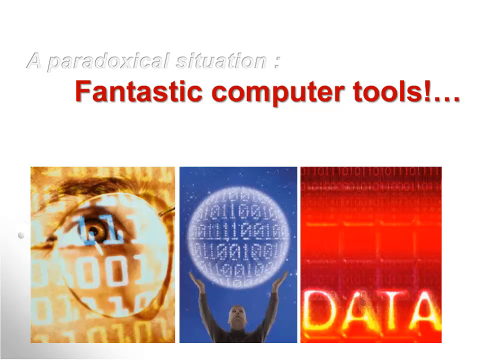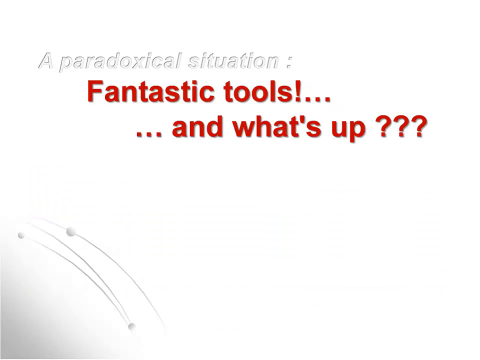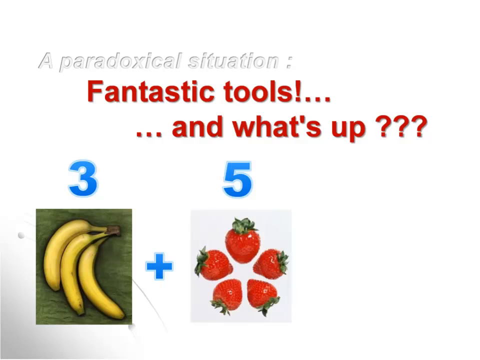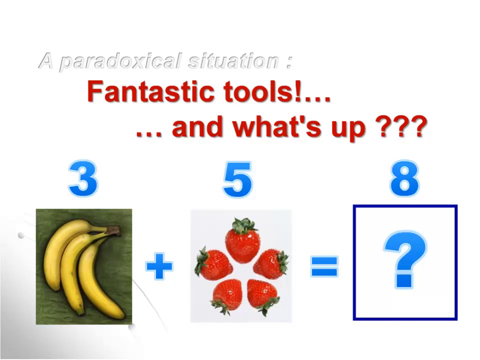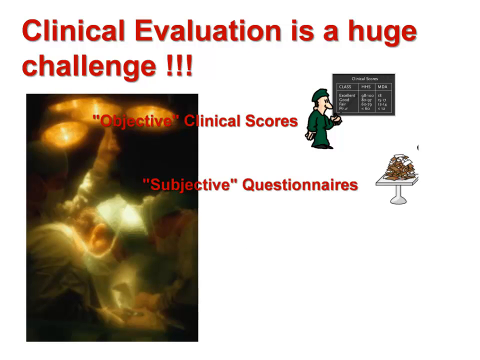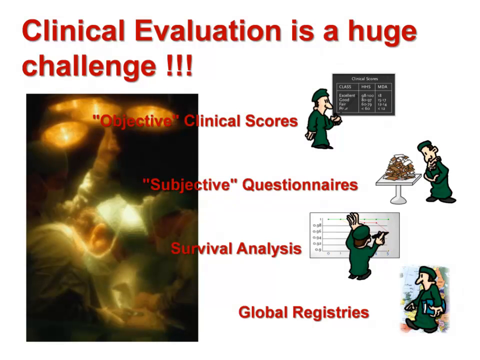However, we are subjected to a very paradoxical situation. Surely we get fantastic computer tools. And yet, what's up with the results found in loads of published studies? We add something like 3 bananas to 5 strawberries to get what? 8 pumpkins? No, it doesn't work that way. As a matter of fact, clinical evaluation is a really huge challenge between clinical scores, questionnaires, survivorship, or registries.